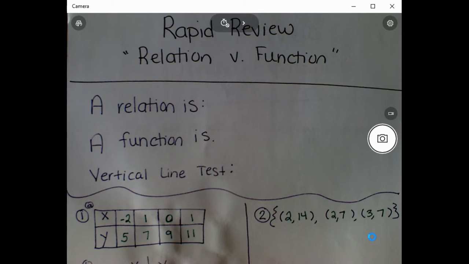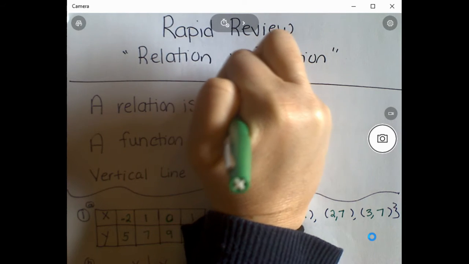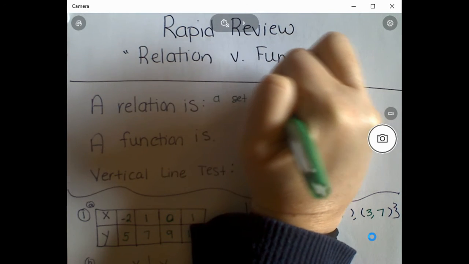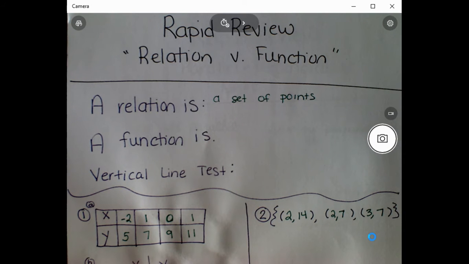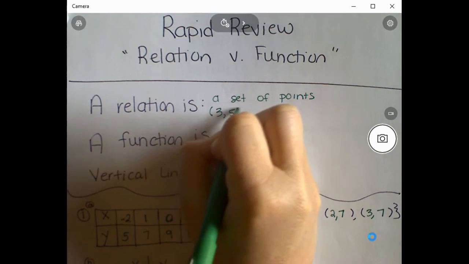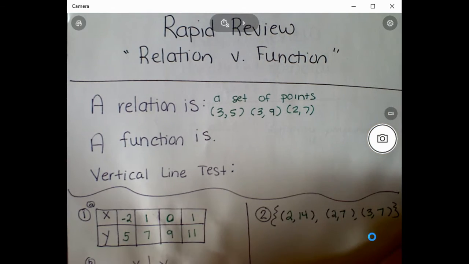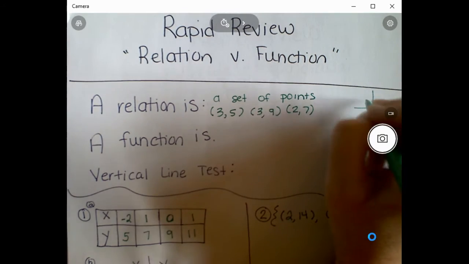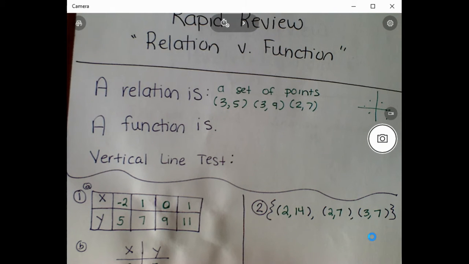Well, today we're going to review relations versus functions. So let's do it. A relation is just a set of points. That's all. So any set of points is a relation. Coordinates on a graph, like 3, 5, 3, 9, 2, 7, a set of points. It could also just be a graph with a bunch of points on it. There are a lot of ways to represent a function or a relation.